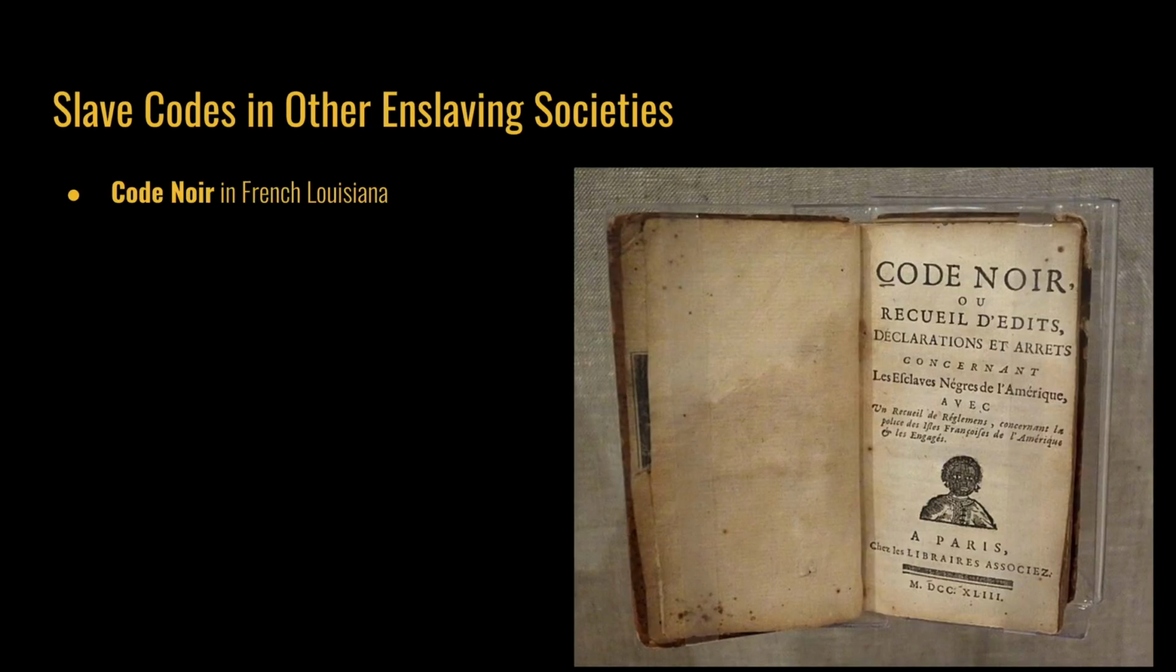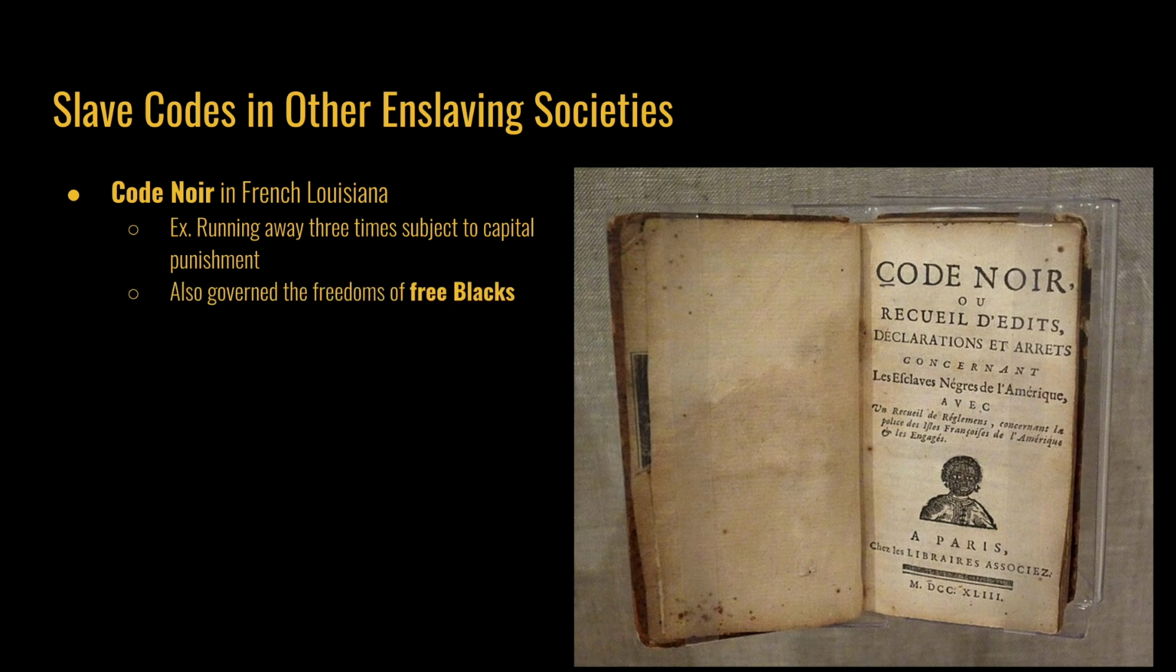Other colonizers in the Americas that practiced slavery also passed their versions of slave codes. In French Louisiana, they had the Code Noir, which regulated the lives of enslaved people. For example, if an enslaved person ran away 3 times, they were subject to capital punishment. They also tried to restrict the freedom of free blacks, but these laws were difficult to enforce due to the frontier conditions of the territory. The Code Noir of 1685, established by King Louis XIV, included provisions for the religious instruction of slaves and prohibited their mistreatment, though enforcement was lax.